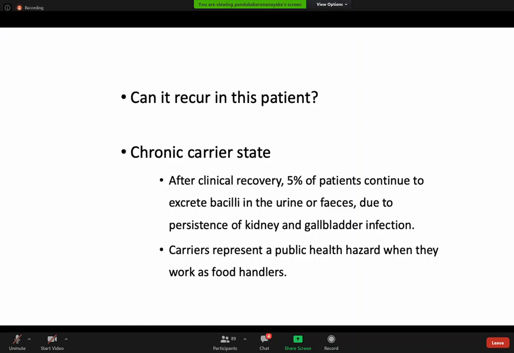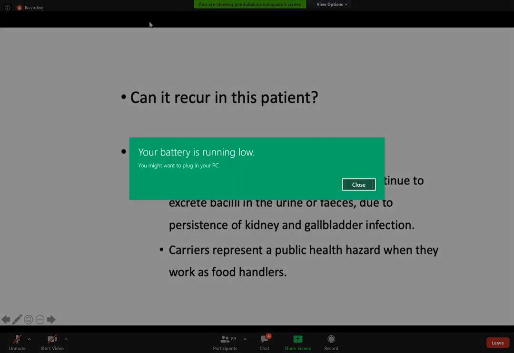Dr. Dinesha and Dr. Panduka, is there anything you'd like to add to that slide? No, Nisha, but since you've been working in the UK, you might be able to tell them a bit about how you would manage the patient. I think you already did, but there's a public health angle to that as well.